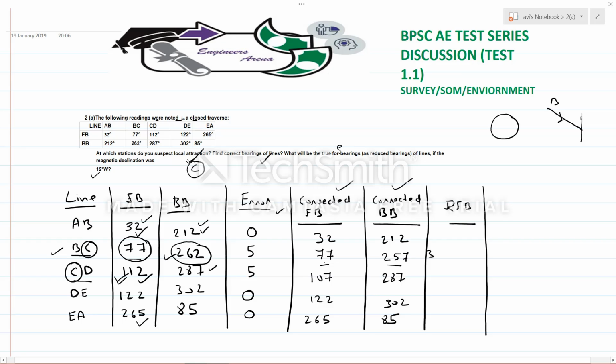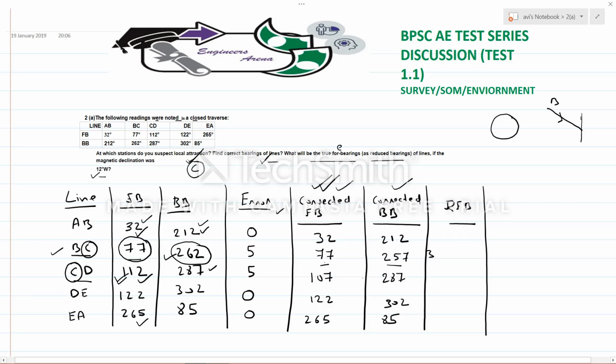So if we have completed up to this, now it asks what will be the true fore bearing as reduced bearing. We have to calculate fore bearing as reduced bearing. You have to calculate only fore bearing, that is this one. Reduce the fore bearing of the lines if the magnetic declination was 12 degree west. First we must calculate the reduced fore bearing from this column.